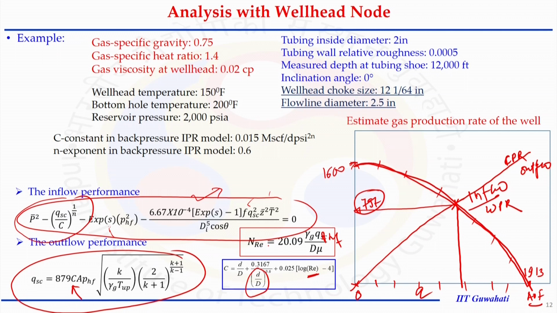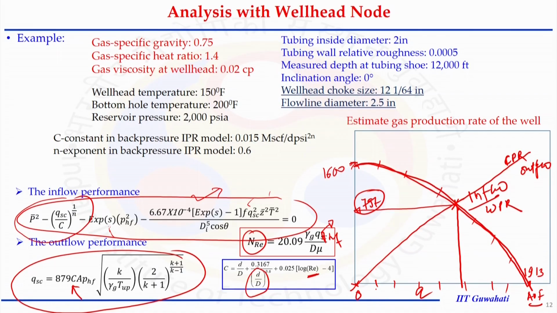Now, as I already mentioned, the Reynolds number is defined like this, 20.09 gamma z q y d over mu, and to have this Reynolds number we need to have the Q value. So, iteration is required. Even in the graphical procedure, iteration or optimization is required at each node point, and then we can construct and get this curve.